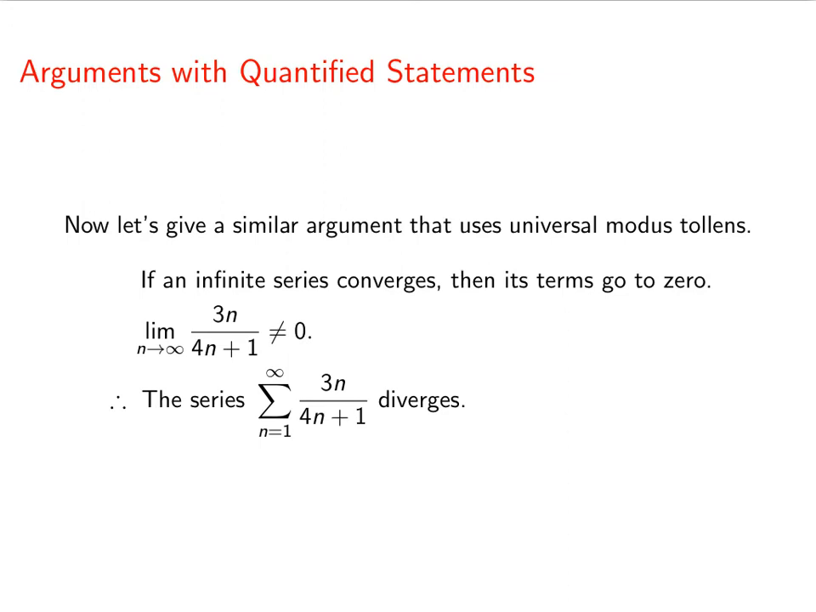If an infinite series converges, then its terms go to 0. The limit as n goes to infinity of 3n over 4n plus 1 is not equal to 0. Therefore, the series, n goes from 1 to infinity of 3n over 4n plus 1, diverges.